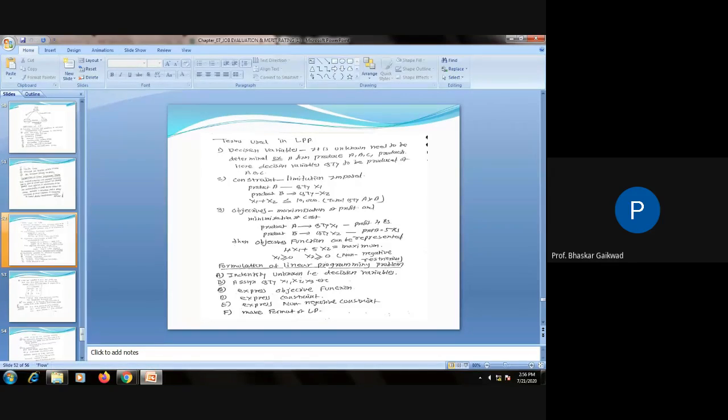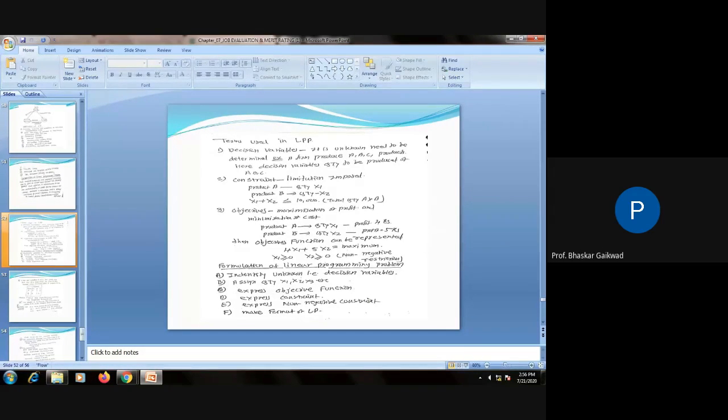Correct. Then objective. What is objective? Maximization of profit and minimization of cost. So in every industry, this objective is there. In every problem, this will be there. There should be maximum profit and minimization of cost. For example, product A quantity is X1, profit is 4 per product. Product B quantity is X2, product profit is 5.